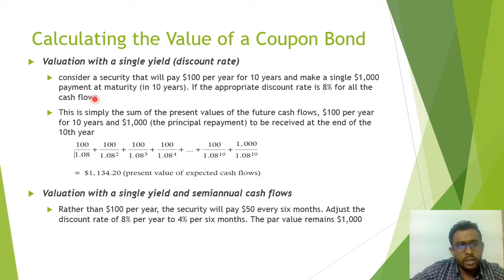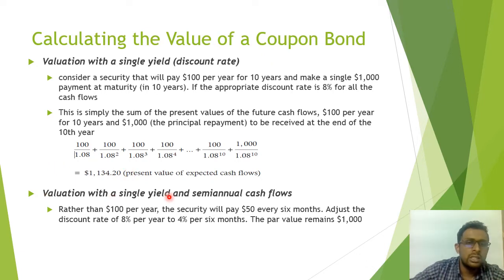This is actually simply the sum of the present value of future cash flows. There are two cash flows involved. One is the principal payment at the end, and the other is the annual coupon payments that we are going to get. Just take the present value of all these cash flows, and we'll get the value of the bond. So it is 1134.20 if you work out. That is the present value of expected cash flows, which is the value of the bond.